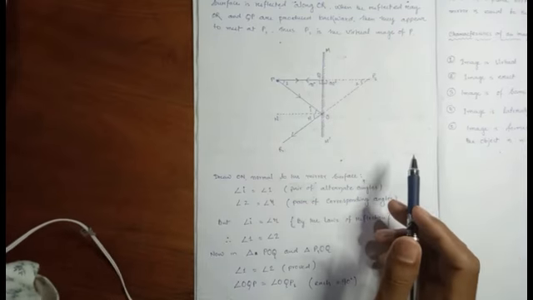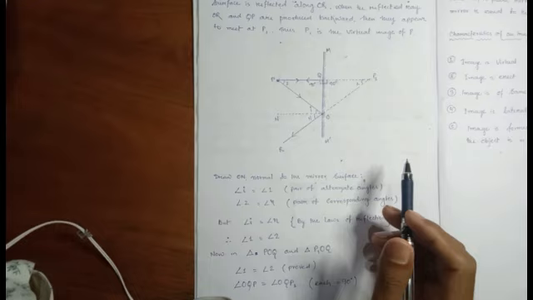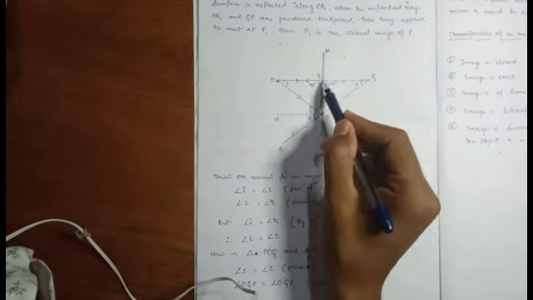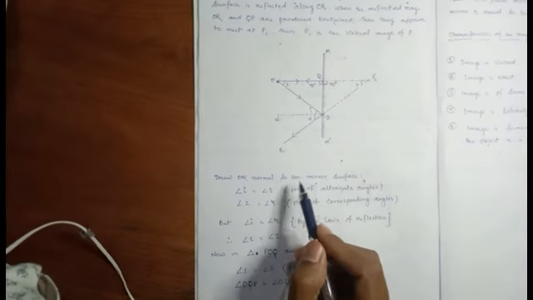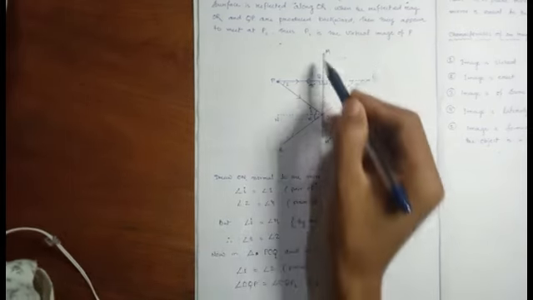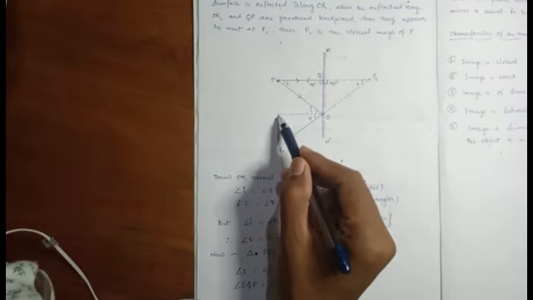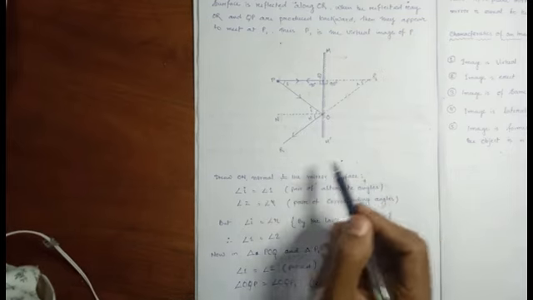Now we are going to find the distance of the image P1 from the plane mirror by using simple geometry. So now you see here, draw ON normal to the mirror surface. Which one is ON? This one, ON. So this line is a normal to the mirror surface.